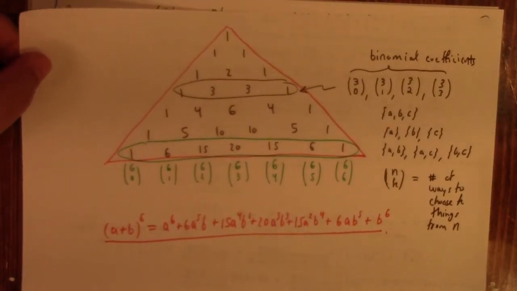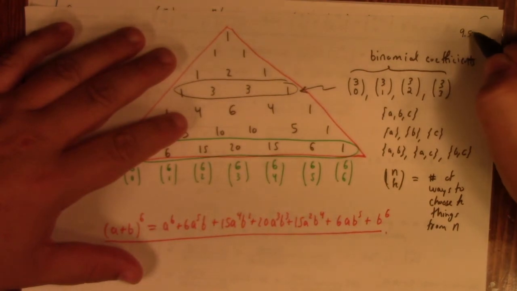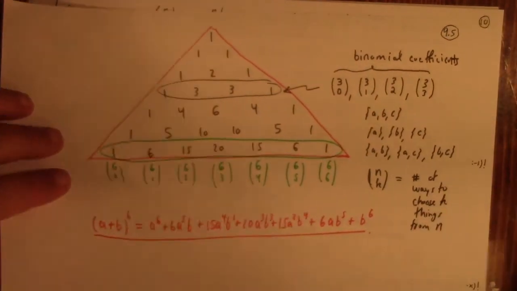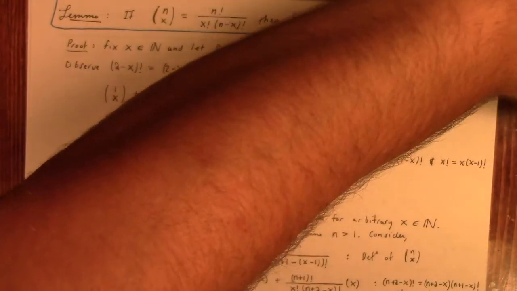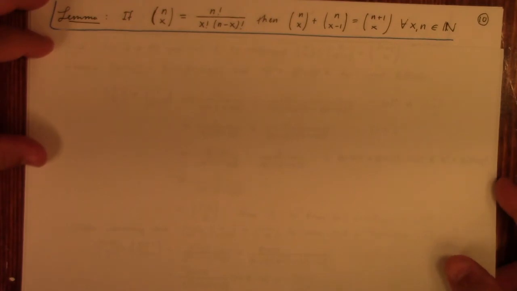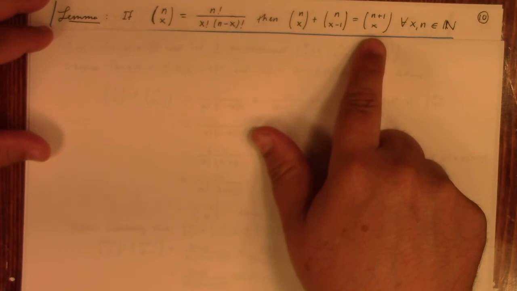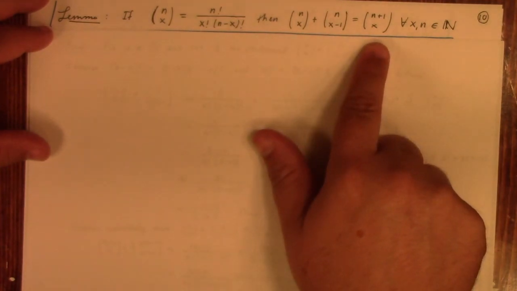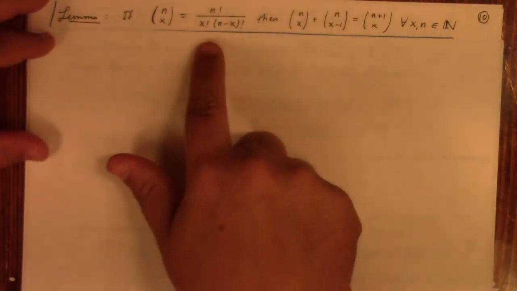So I probably should call this 9.5. Oops. Oh well, I haven't scanned it yet. Here we go. Get my cover sheet here. Lemma: here's the formula for N choose x. N choose x is N factorial over x factorial times N minus x factorial. If you have that, then N choose x plus N choose x minus 1 is equal to N plus 1 choose x. That's actually how we just constructed the rule for building the next line of Pascal's triangle, although this formula really did not appear on my previous page.